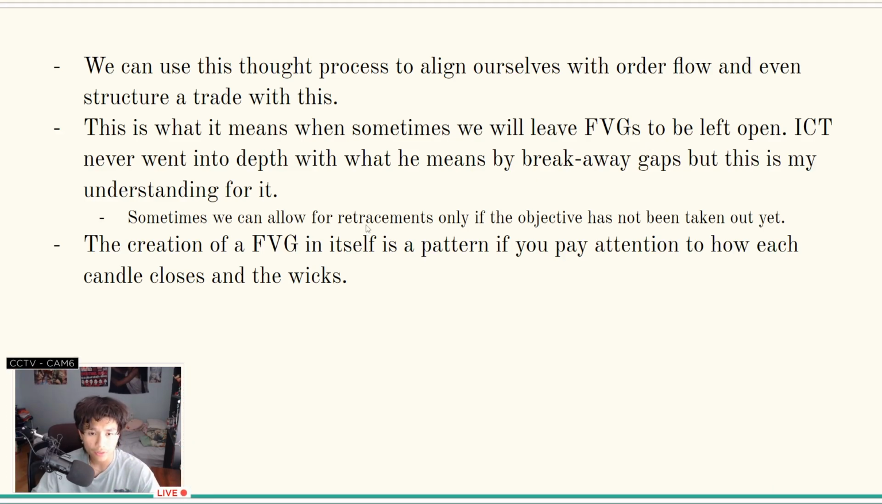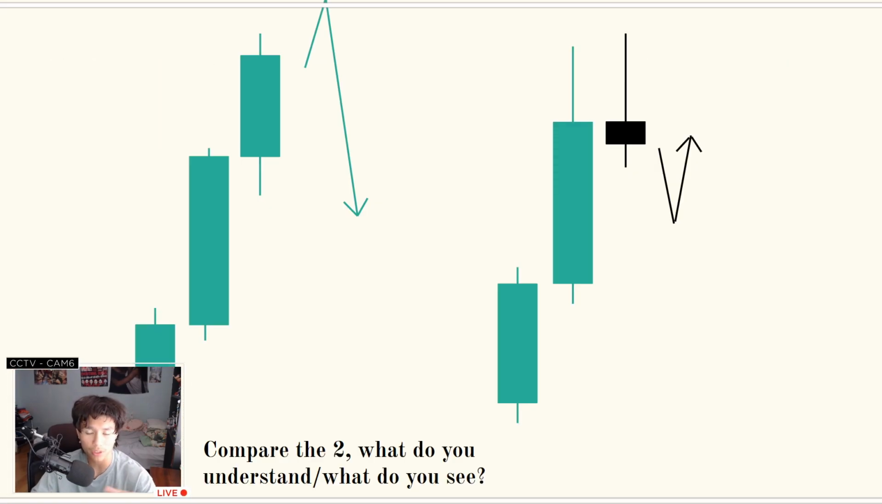The creation of a fair value gap in itself is a pattern if you pay attention to how each candle closes and wicks. That is essentially going back to how I showed you in this example right here, how this fair value gap is completely different to this fair value gap. This fair value gap that's created here will most likely be tapped in and continue higher, and this fair value gap will be left behind, and then we will most likely attack this candle's high first, and then maybe some buy side liquidity above here before retracing.